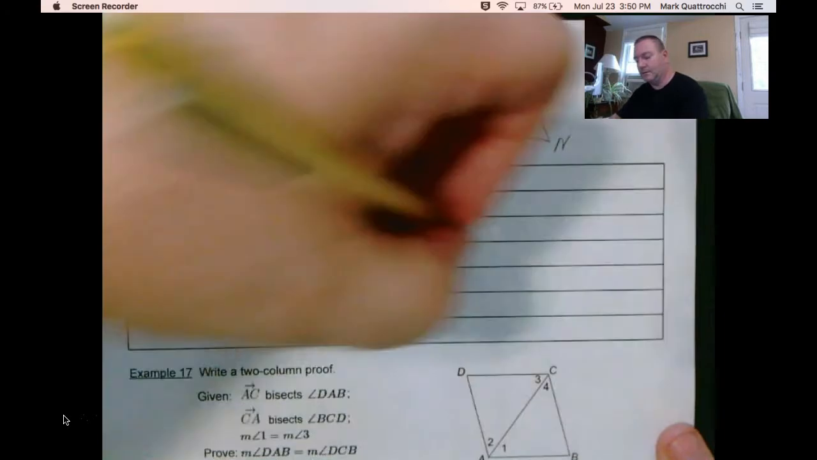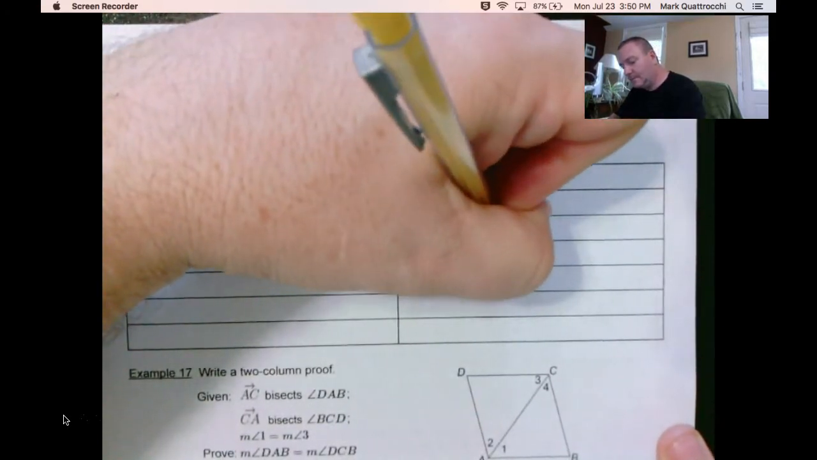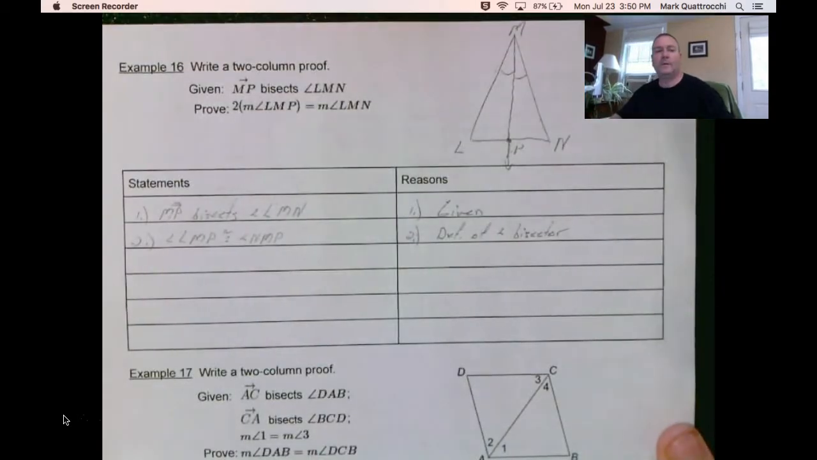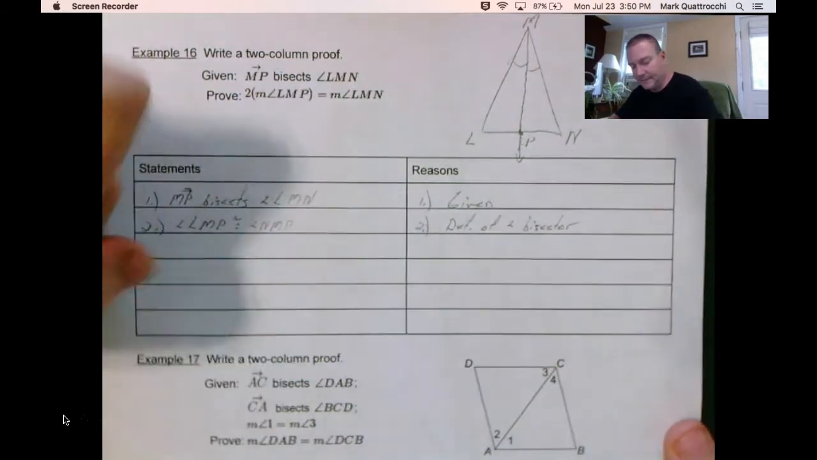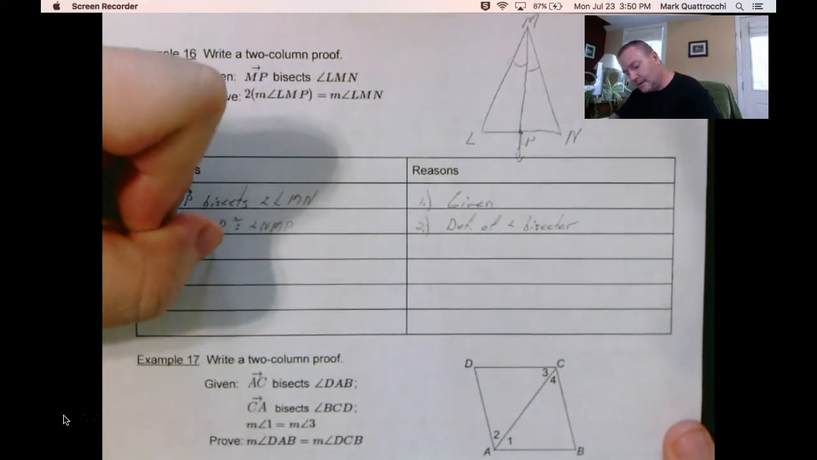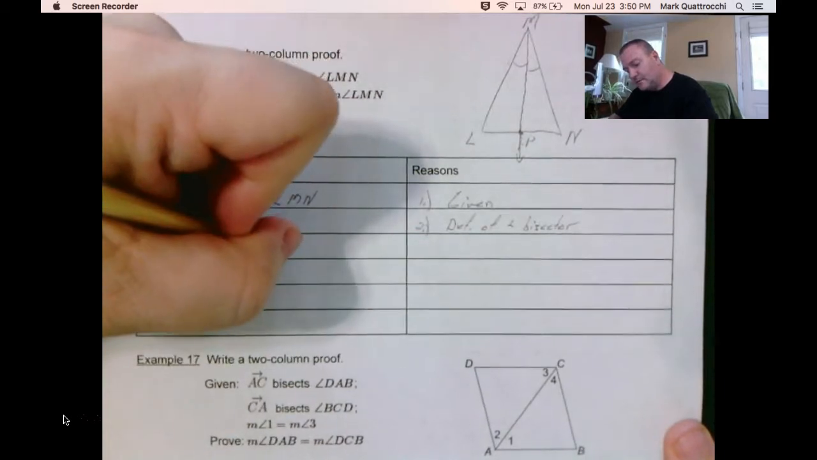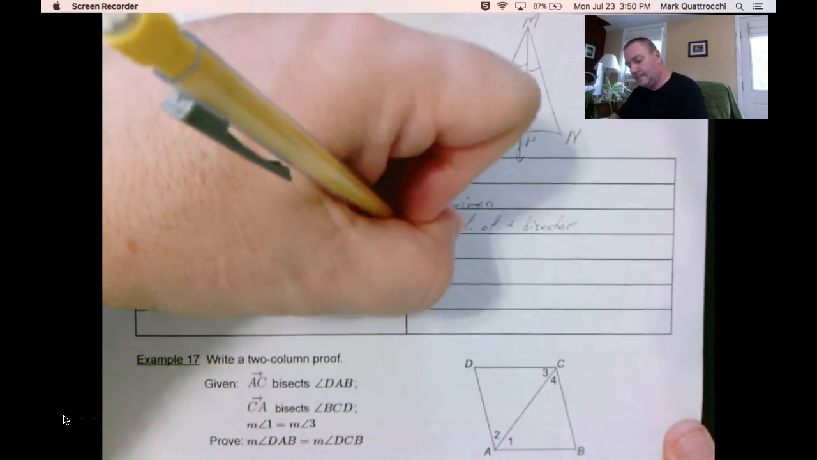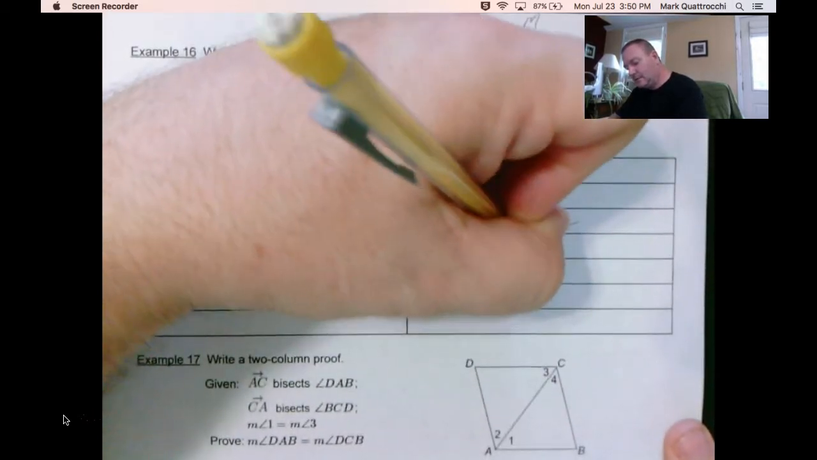How do we know that? We know the definition of an angle bisector. Okay, what else do we know? Well, we know if 2 angles are congruent, then their measures are the same. Measure of angle LMP is equal to the measure of angle NMP. Definition of congruent angles.